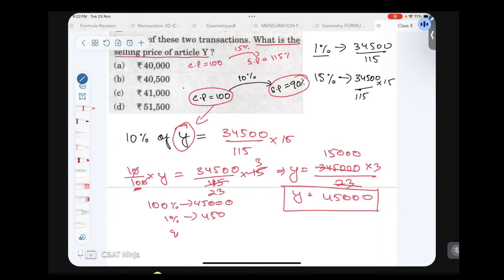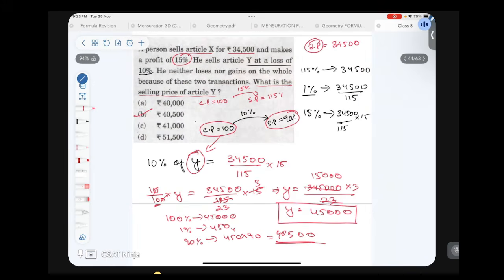We need to find 90%. 90% will be 450 into 90. 9 5s are 45, 4 in hand. 9 4s are 36 plus 4 is 40. So 40,500, which is option number B. So that is what I'm getting. Any doubts here? Do you want me to repeat? Clear?